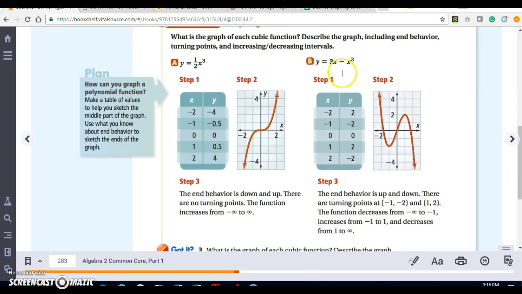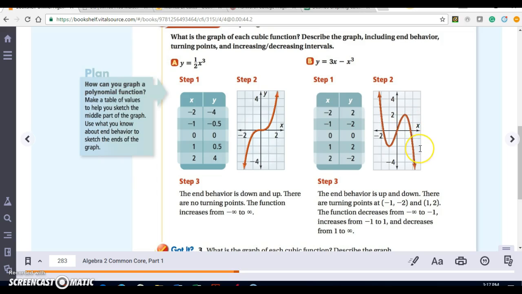We have 3x minus x cubed. So this time it's not written in standard form. So we would have to say, okay, my a value is negative. So since my a value is negative, instead of going down up, it's going to go up down. And then we can have still at most 2 turning points. And by looking at my graph, I see that I have 2 turning points.